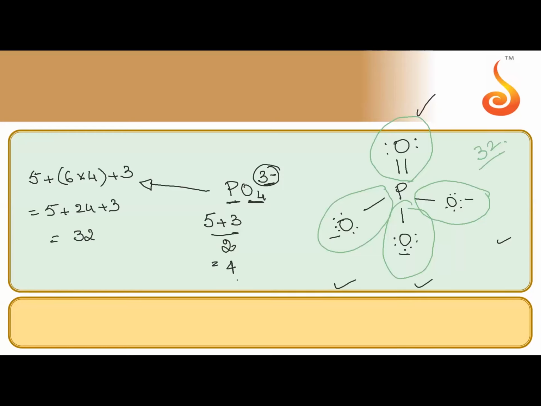Now tell me, how many resonance forms can we write for phosphate? Correct, 4 resonance forms. What we can do is put this double bond here also, we can put it here also, we can put it here also. And how much will be the bond order?